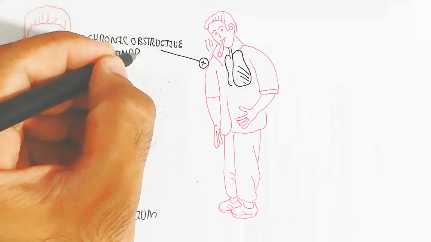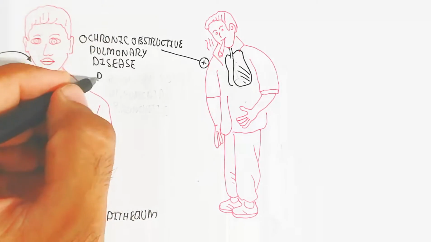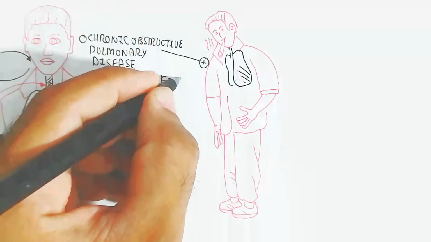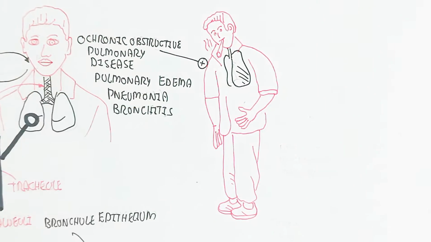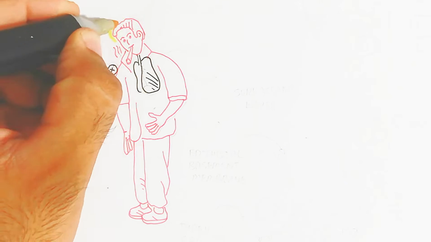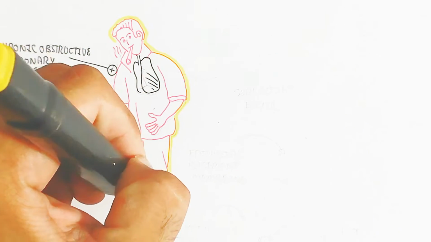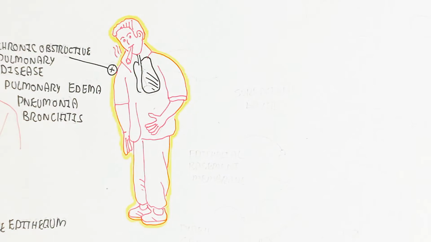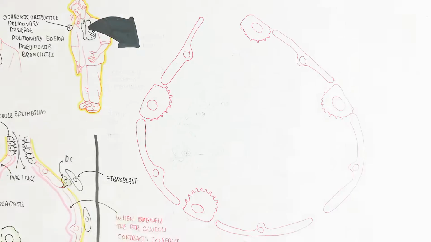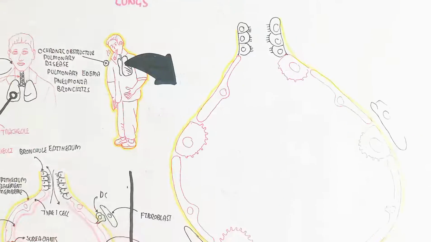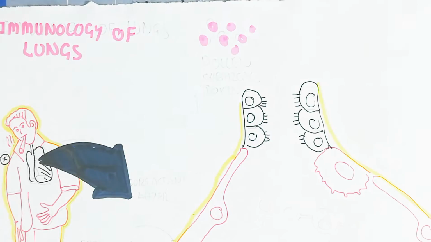So here is a person who is smoking, and chronic obstructive pulmonary disease, pulmonary edema, pneumonia or bronchitis will lead to activation of the innate and adaptive immune response. So let's begin to understand the innate immune response and the adaptive immune response. First of all, we need to understand the innate immune response.